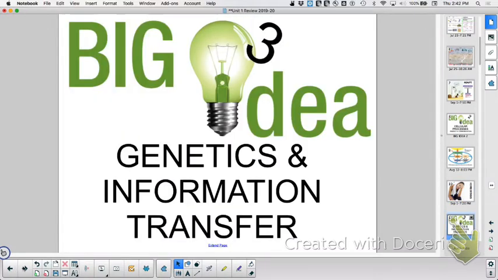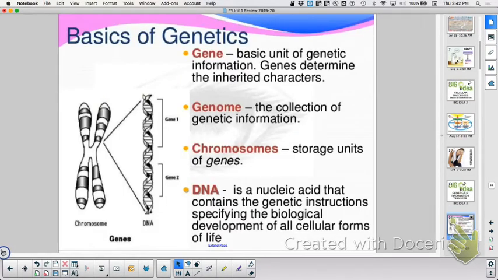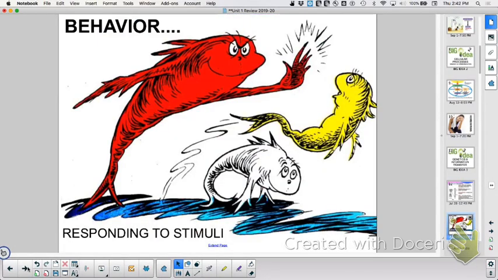Big idea 3, genetics, information, and transfer. We talked about your DNA, and in your DNA you have genes that code for traits. If I'm looking at all of your genes, I'm referring to your genome. We know what DNA is an example of. What is it an example of? Referring to chapter 3: nucleic acids. What are the other 2 nucleic acids? RNA. Thank you. All right.